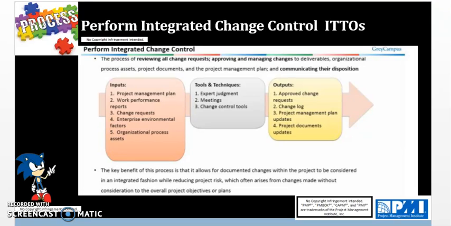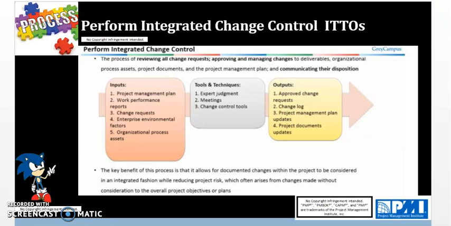Also for inputs, we have work performance reports. This comes from the monitor and control project work process, which provides information on how the project is progressing, whether it's going on schedule, ahead of schedule, behind schedule, is the budget being burned as needed, or are we bleeding too much, etc. Then we have change requests as an input, which come from 9 out of 11 controlling processes, specifically from validate scope, control schedule, control cost, control quality, control communication, control risk, control procurement, and control stakeholder engagement.